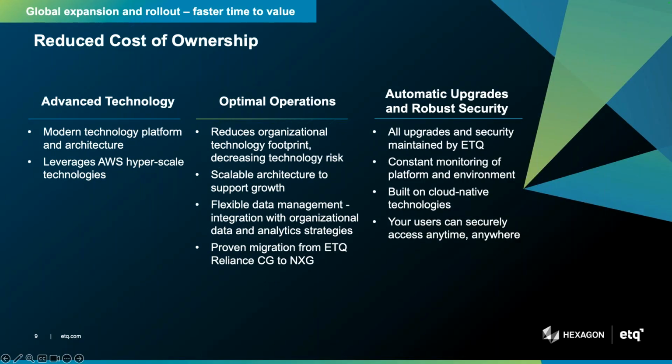So let's dive into the details on reducing your cost of ownership with ETQ Reliance. First, as we've mentioned, there's the advanced technology. It's a multi-tenant SaaS offering that delivers more power for your quality processes. Not only does it contribute to reducing your technology footprint, but it also decreases your technology risk.